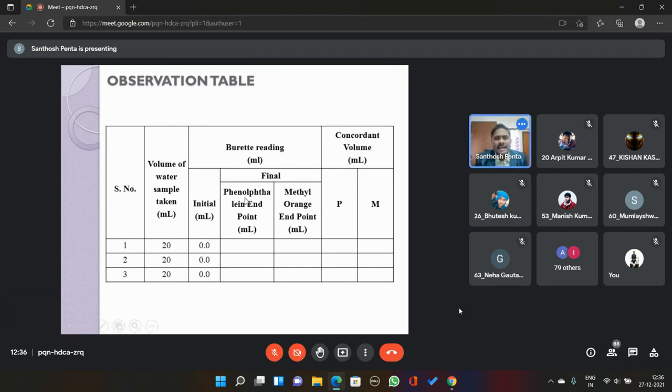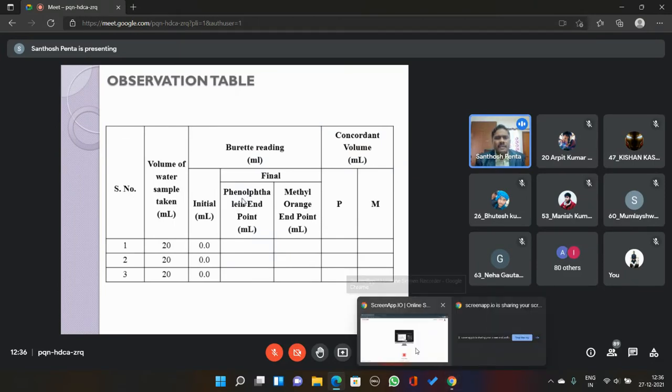See, here, one thing you remember: phenolphthalein indicator in the basic medium, pink color; acidic medium, colorless. Methyl orange indicator in the basic medium, yellow color; acidic medium, pinkish red.